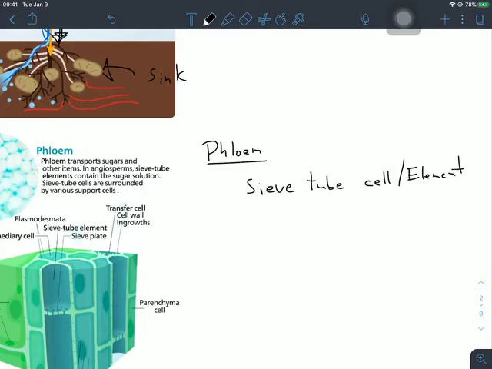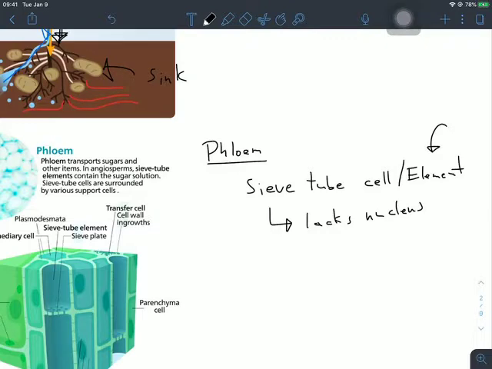Oftentimes it's called or referred to as an element because as a cell, it lacks a nucleus. The loss of a nucleus, the loss of that super defining feature of eukaryotic cells, makes you frequently lose the label as a cell. We see the same thing occur in our xylem, where vessel elements are elements because they've lost a nucleus. They've lost everything else as well.